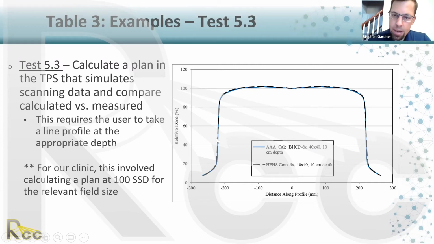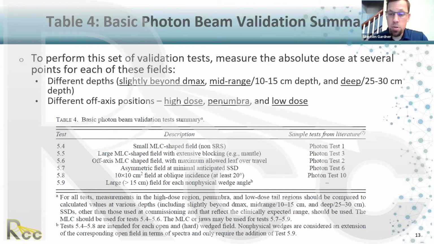So nothing too complicated, but this verifies that the treatment planning system is actually calculating something that matches what we measured when we're using the same geometry. And so that's 5.1, 5.2, 5.3. Those are going to give us some baseline, like, are we in the right range with our model?